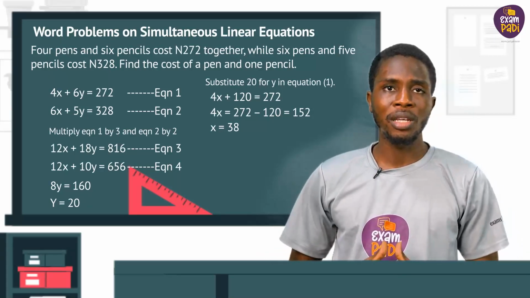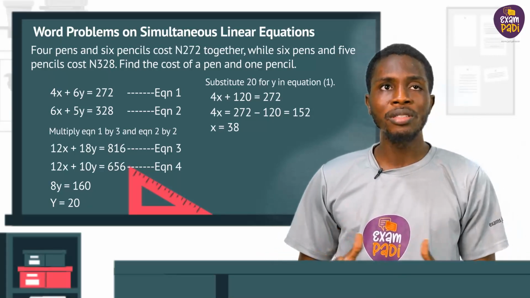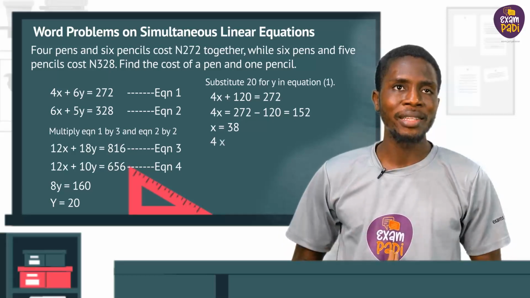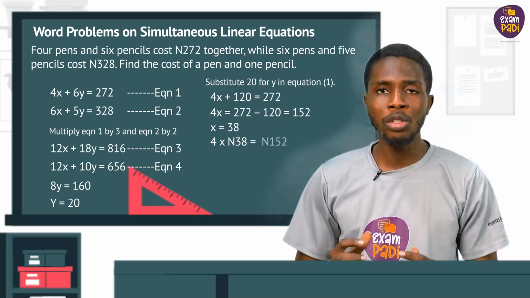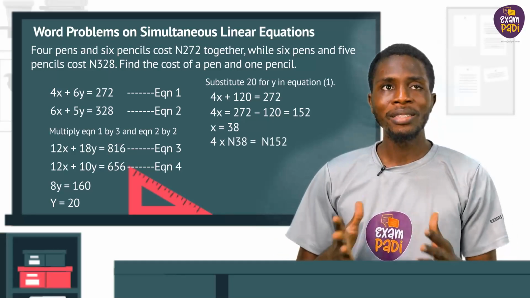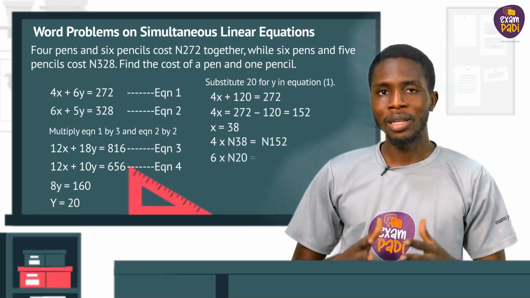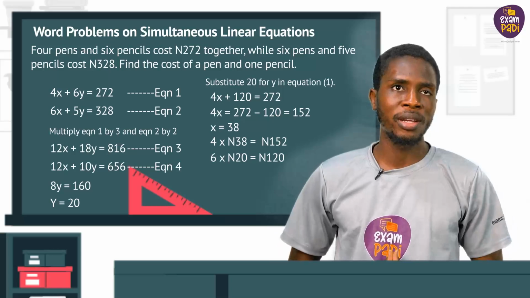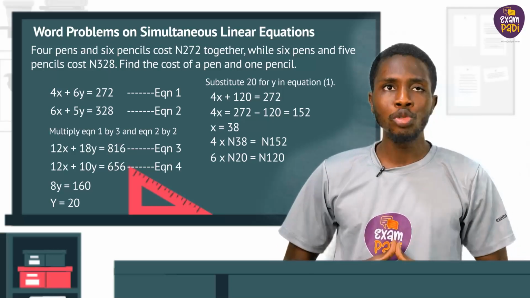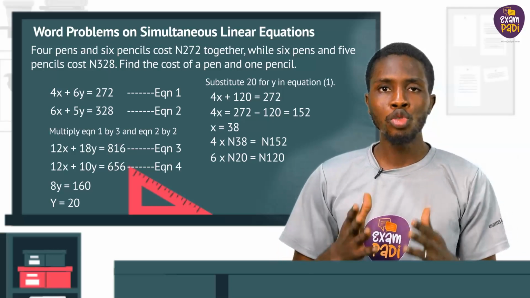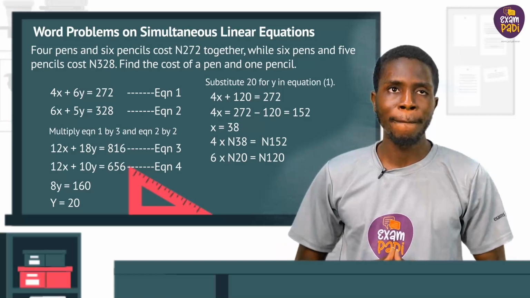Let's check if our answers are correct. 4 pens cost 4 multiplied by 38 naira, and that gives us 152 naira. 6 pencils cost 6 multiplied by 20 naira, and that gives 120 naira. Adding these two together sum up to 272 naira.